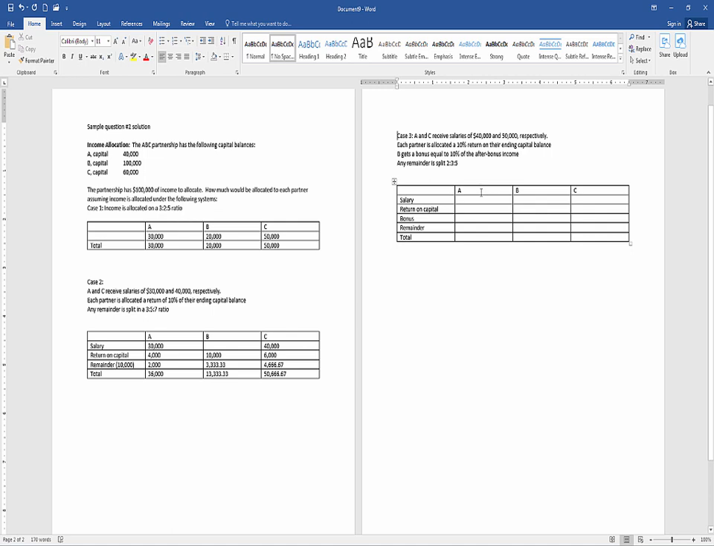Finally, for the third case, let's go ahead and get this on the other page. Again, we're going to have salaries for A and C of $40,000 and $50,000 respectively. We're going to have a return on capital just as we did before. Now we're going to give a bonus to B. And again, this is the silly math trick that all textbook writers and also oftentimes professional exam writers like to play. The bonus is 10% of the after-bonus income.